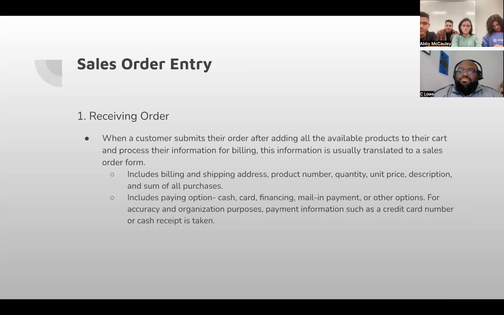It includes their billing and shipping address, the product number of the product, the quantity, unit price, the description to avoid mistakes, and the sum of all these purchases. It can also include the payment options. Certain companies will offer all of these and some more. They usually include cash, card, financing. Some have mail-in payment. And this is done mainly for accuracy purposes and organization purposes. And they'll usually take some information from the customer, like a credit card number or a cash receipt is taken.